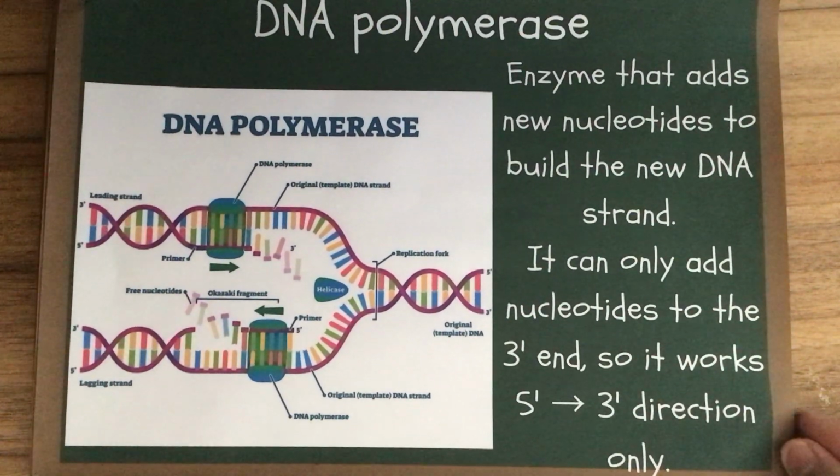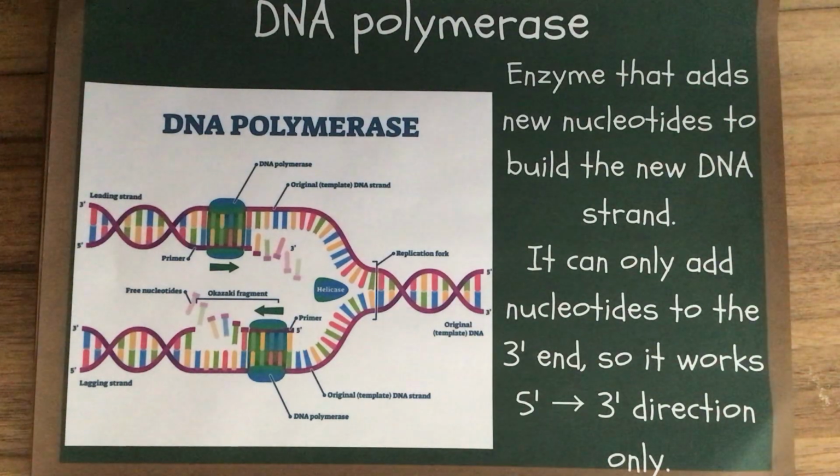Next, DNA polymerase. The enzyme that builds a new strand. DNA polymerase adds new nucleotides one by one to form a new strand. However, it can only add nucleotides to the 3' end, so DNA synthesis always happens in the 5' to 3' direction.